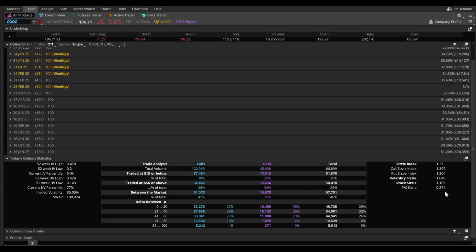And then last but not least, of course, is going to be the PC ratio. Y'all know I made a whole dedicated video about this. So just the main takeaway is that the put to call ratio compares the trading volume of put options to call options. A ratio above 1 suggests more puts are being traded, often indicating bearish momentum, while below 1 suggests more call activity, signaling bullish momentum.